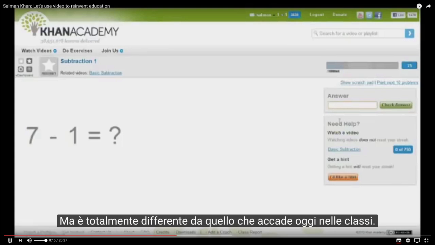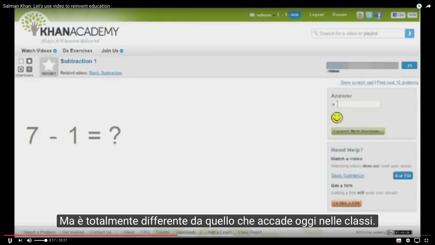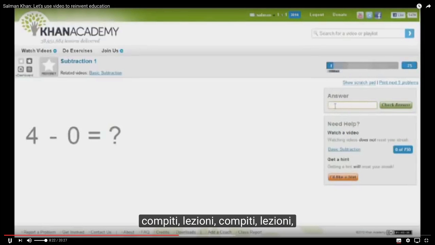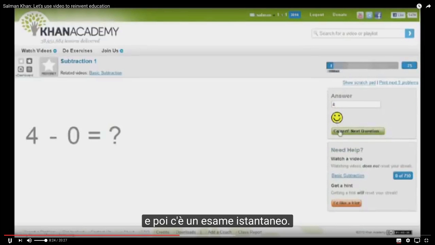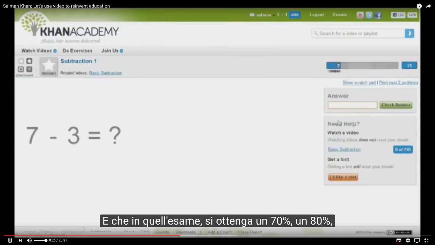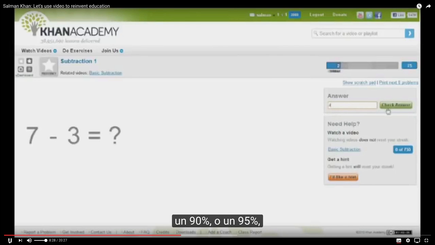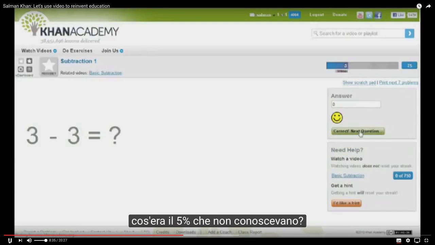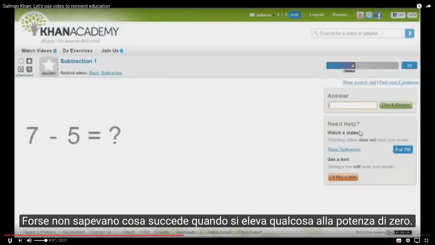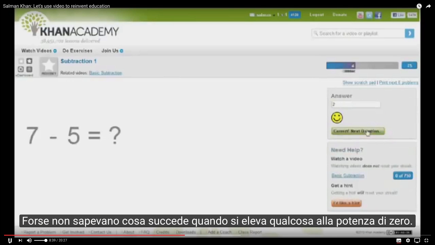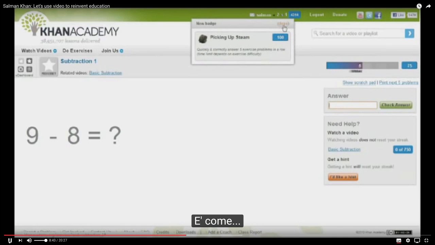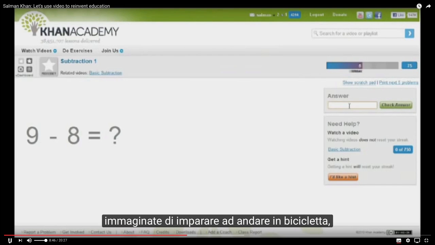But it's fundamentally different than what's happening in classrooms right now. In a traditional classroom, you have a couple of homework lecture, and then you have a snapshot exam. And that exam, whether you get a 70%, an 80%, a 90%, or a 95%, the class moves on to the next topic. And even that 95% student, what was the 5% they didn't know? Maybe they didn't know what happens when you raise something to the 0th power. And then you go build on that in the next concept. That's analogous to, imagine learning to ride a bicycle.